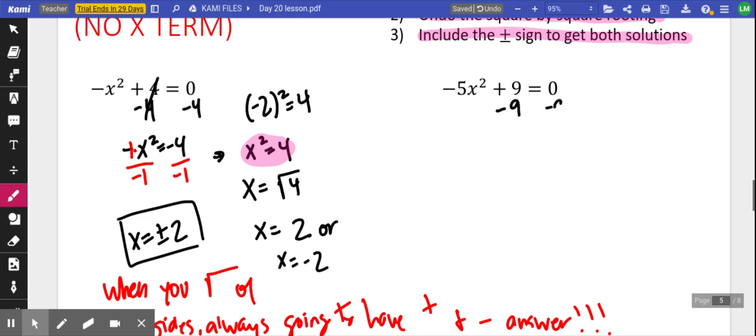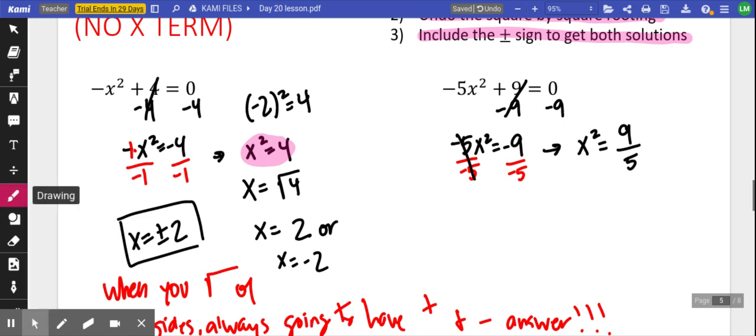So once I move this 9 to the other side, I'm going to isolate that x squared and take a square root of both sides. If I do that, I get negative 5x squared equals negative 9. Still need to isolate that x squared. So same as last problem, I'm going to just divide by negative 5. If I do that, I get x squared equals 9/5. Now I have negative 9 divided by negative 5. I can just cancel out the negative signs and have 9/5.